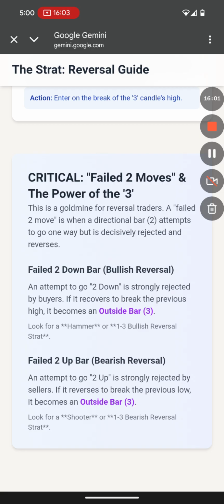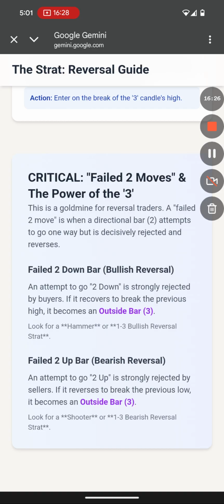This is a gold map for reversal traders. A failed two move is when the directional bar, two, attempts to go one way but is decisively rejected and reverses. A failed two down bar is a bullish reversal. An attempt to go two down is strongly rejected by buyers. If it recovers to break the previous high, it becomes an outside bar three.